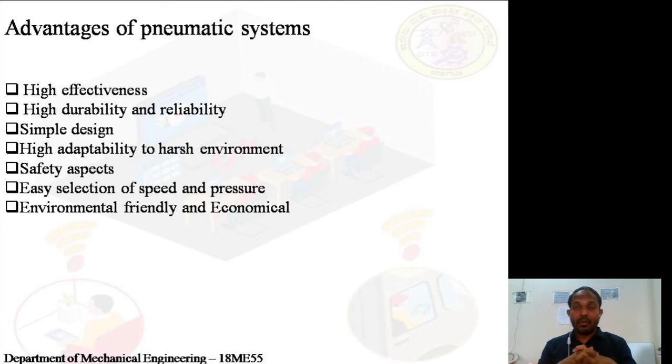Now, why am I taking it as a simple design? Sir, is it a simple design? Compared to what?